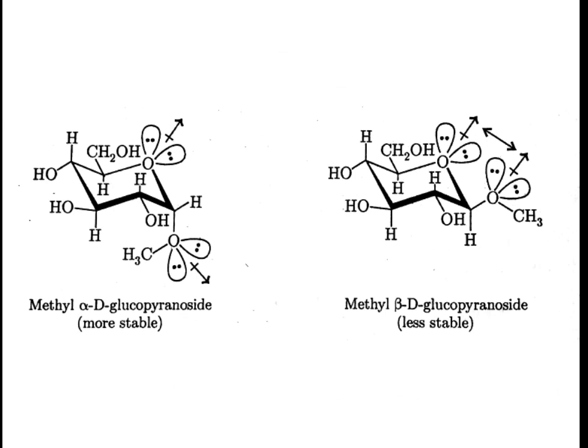Now see, this is the structure of methyl alpha-D-glucopyranoside, where this OCH3 group is in the axial position. This is becoming more stable, and here in the case of methyl beta-D-glucopyranoside, this OCH3 is in the equatorial position and this is the less stable. You can say that there is some repulsion between the oxygen's lone pairs.